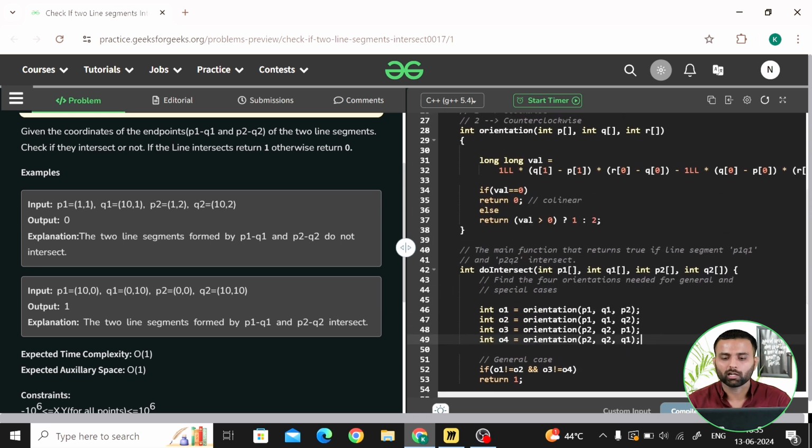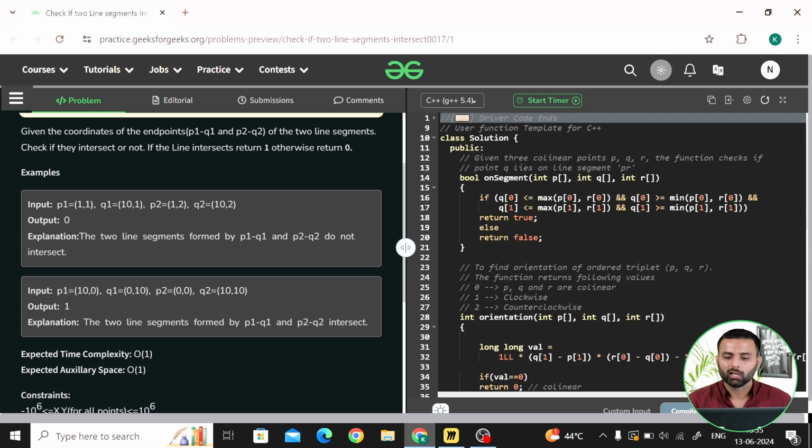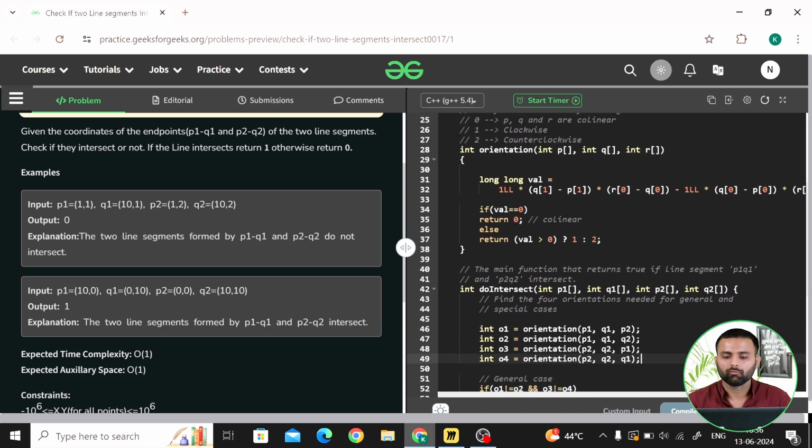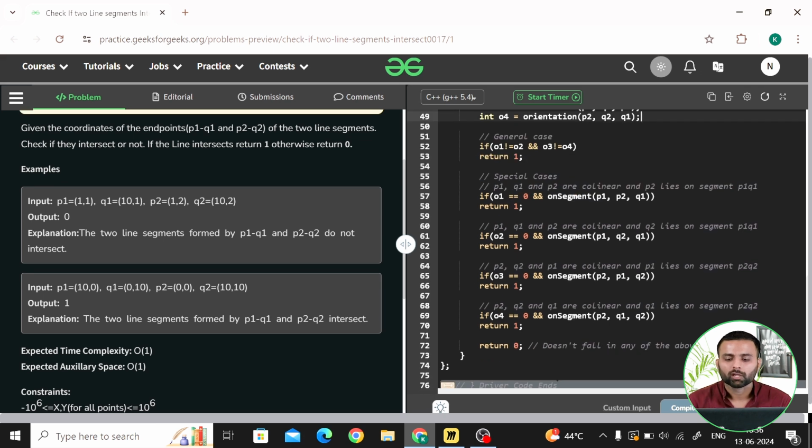With the help of this onSegment function, again we are passing the same P, Q, R, and we just have to check whether the point is on the segment or not. Here I am checking if Q0 is less than or equal to the max of P0 and R0. Similarly, vice versa, we check with the help of the coordinates. If it's on the segment, just return 1. Else, O2 is 0, and similarly we check that on-segment part again. Else O3, O4.